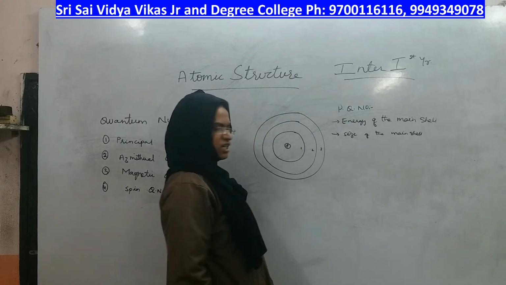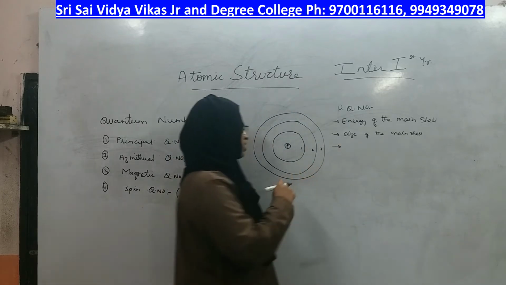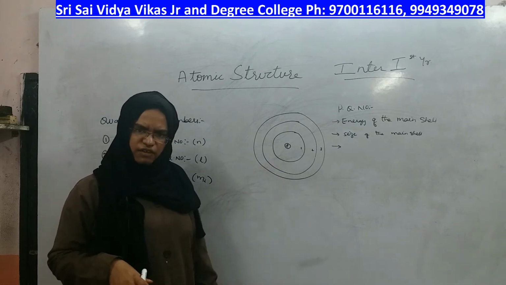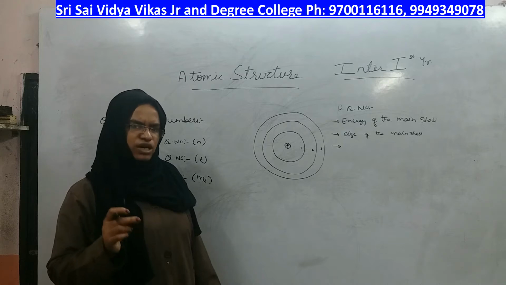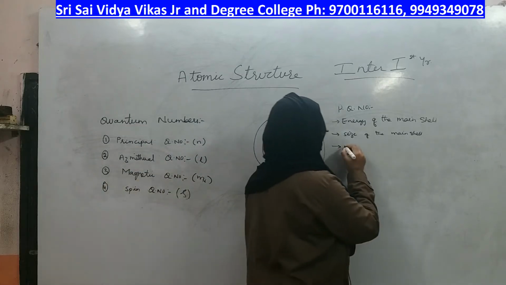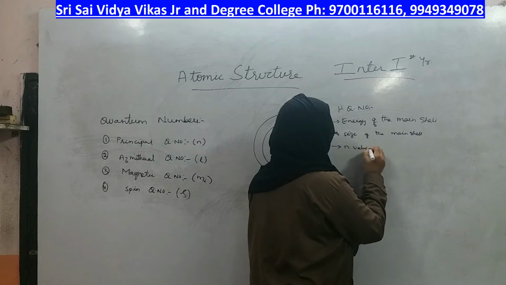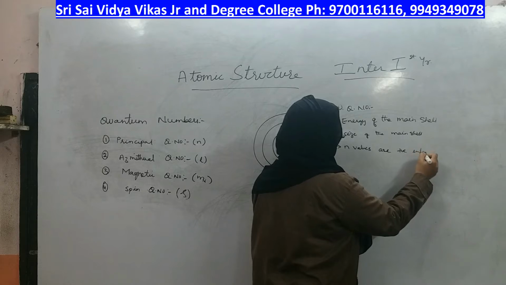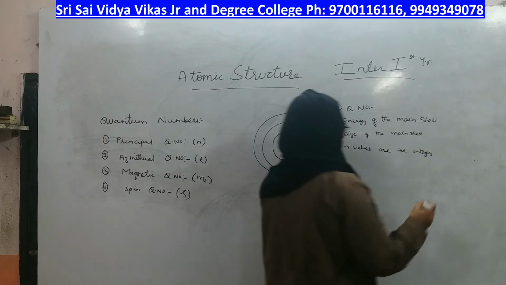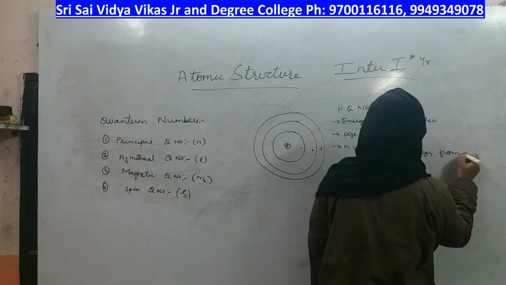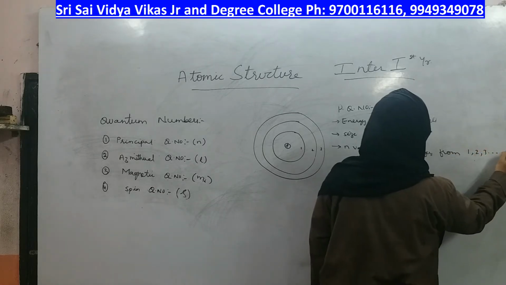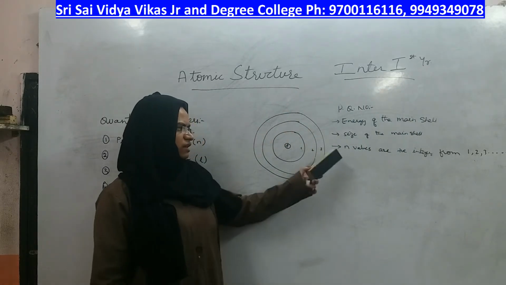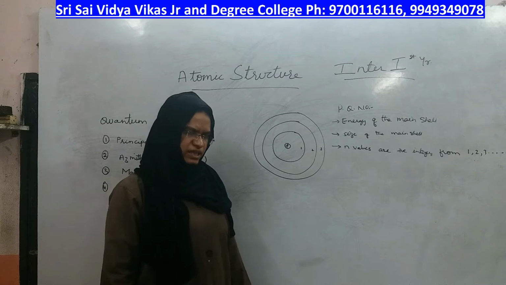Its value starts from 1, because you cannot have a shell which is 0. Therefore, you cannot even have a shell which has 0 energy. Therefore, n value has to start from 1. N values are positive integers starting from 1, 2, 3 till nth shell, till nth value.